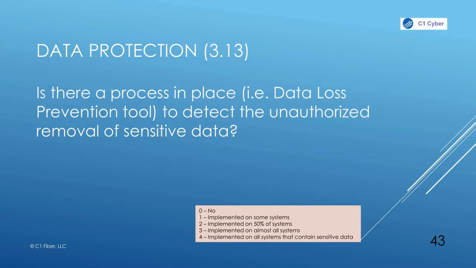Is there a process in place, i.e. data loss prevention tool, to detect the unauthorized removal of sensitive data? Score 0 if your organization does not have a data loss prevention in place. Score 1 if your organization has implemented data loss prevention on some systems. Score 2 if your organization has implemented data loss prevention on half of your systems.